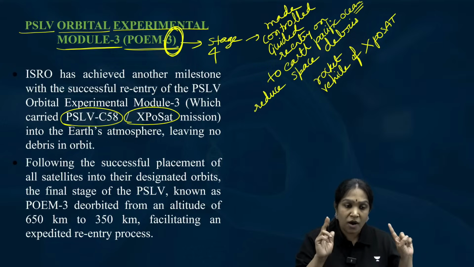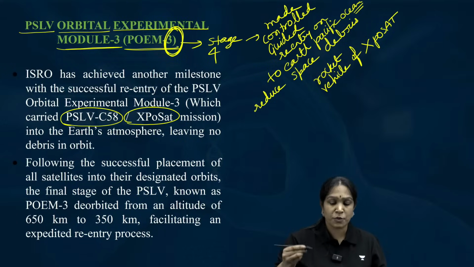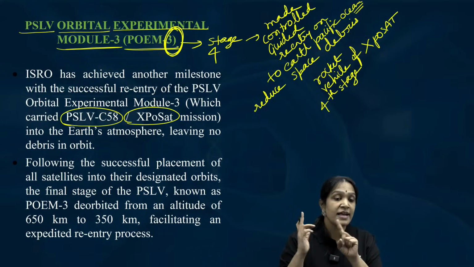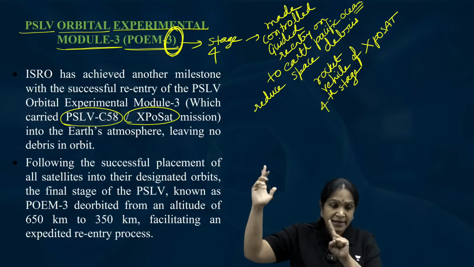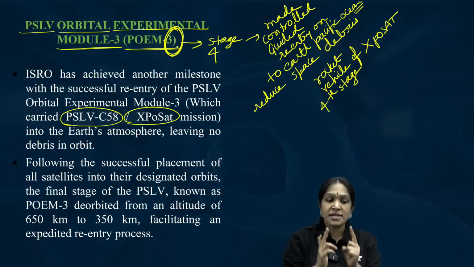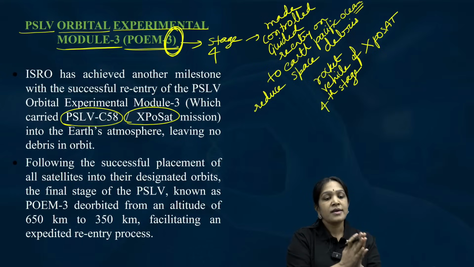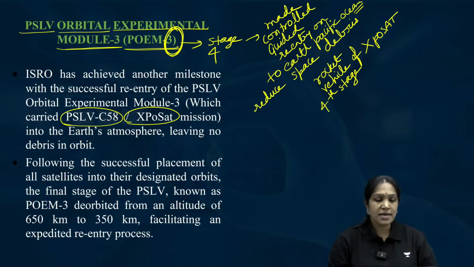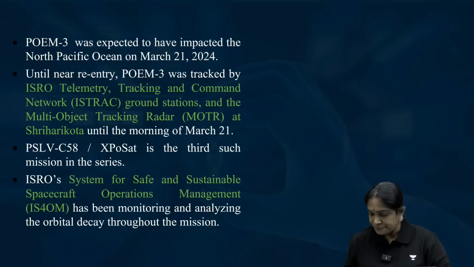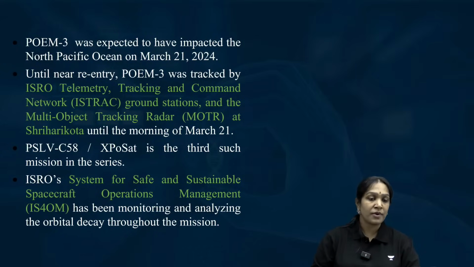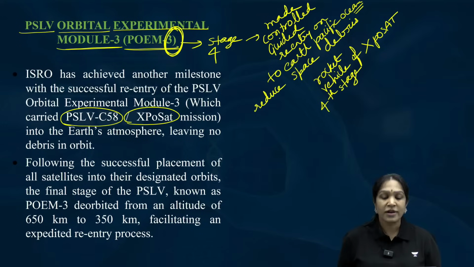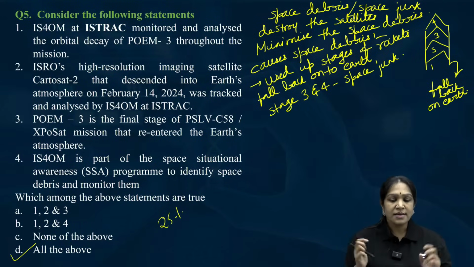The rocket of the XPoSat, that too only the fourth stage. The fourth stage of the rocket, the vehicle which carried the XPoSat, is still there. XPoSat is still working in the space, but the rocket which carried it, its fourth stage, is made to re-enter into the Pacific Ocean. So this is about POEM. Who is tracking this POEM so that it will exactly fall into the Pacific Ocean? That is factual information.